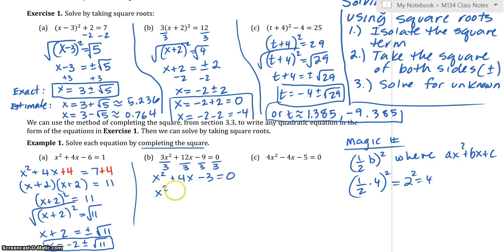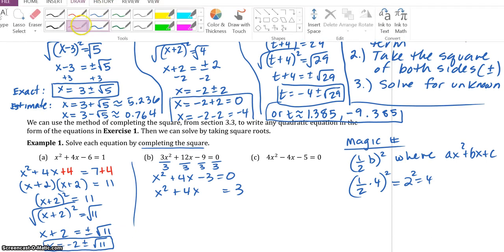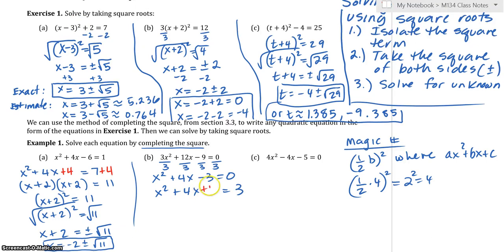And then I'm going to get rid of the 3, just like I got rid of the 6 here, and bring it to the other side. I'm going to leave a space for my perfect magic number. I get the same magic number as before. So again, I'll add, in red, 4 to both sides. Factor the left. It's going to be the same thing as here. The right is now going to be a 7.